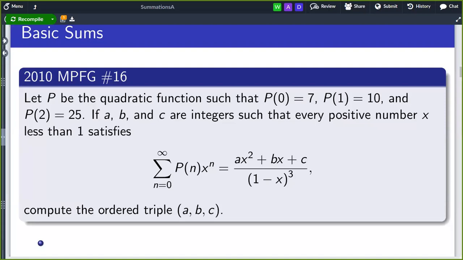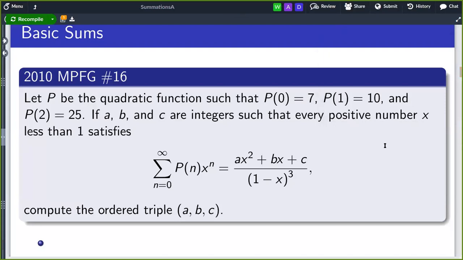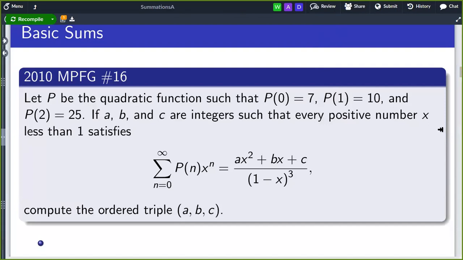Yep, so it looks like people are saying bash, so bash is what we're going to do. So first of all, note that we probably have to find p of x. So take a moment, can anybody tell me what p of x is? Note that p is uniquely determined because we have 3 values and it's quadratic.